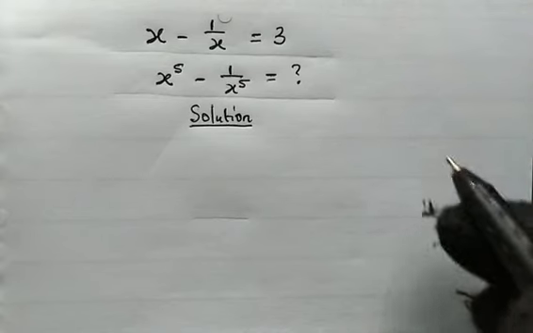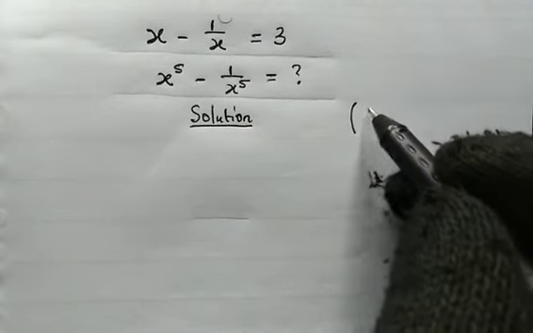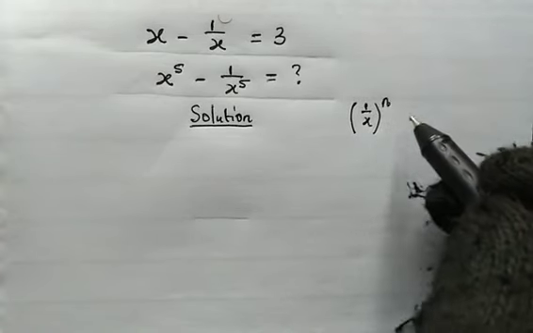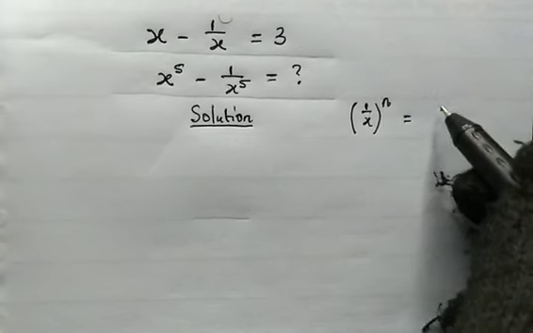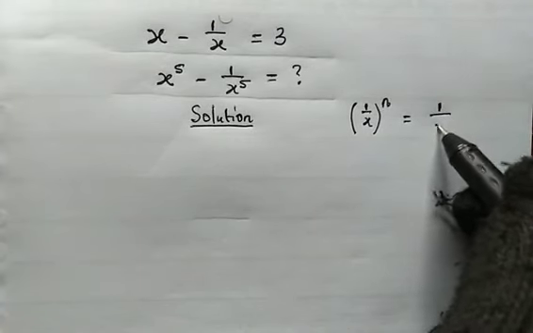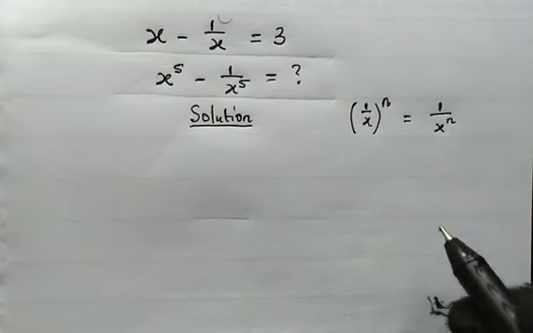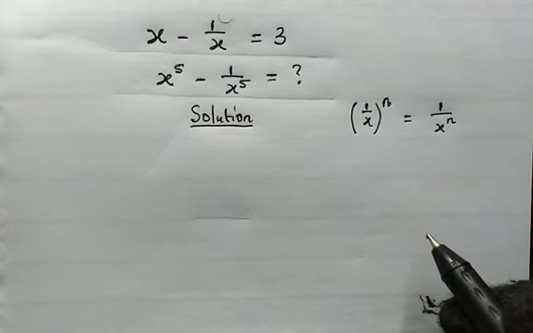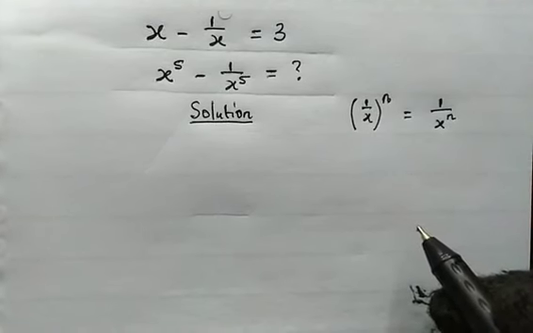very important. Whenever we have 1 over x to the power of n, please take note that this is the same as 1 over x to the power of n. Okay, now let's proceed with the solution to this problem.